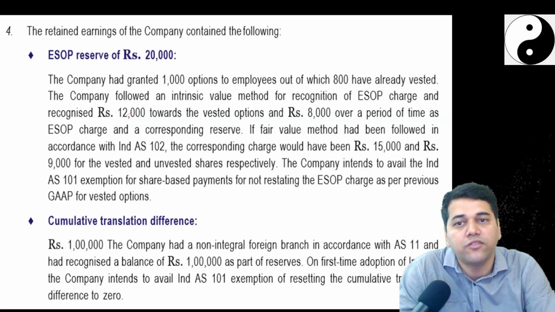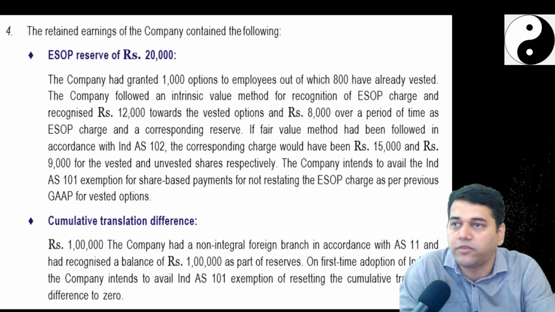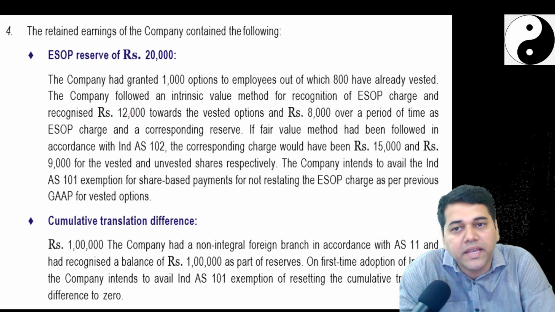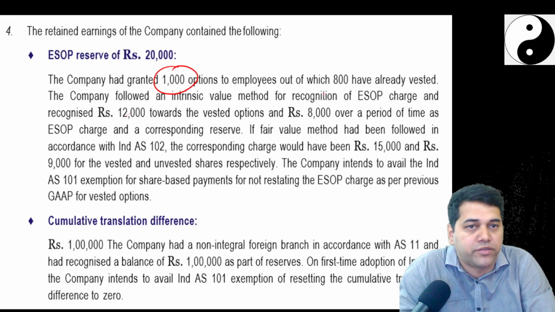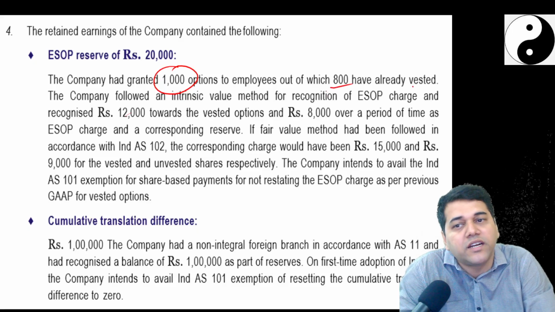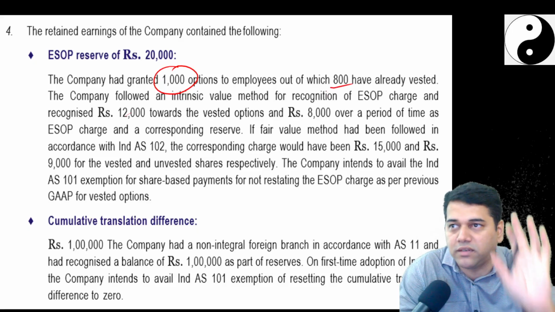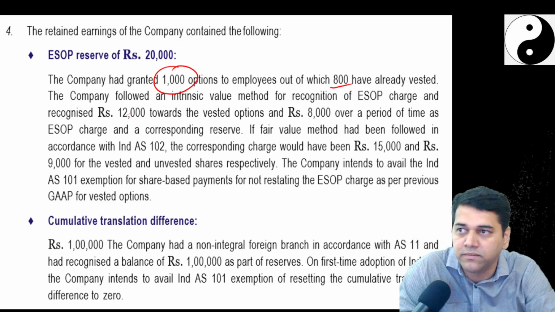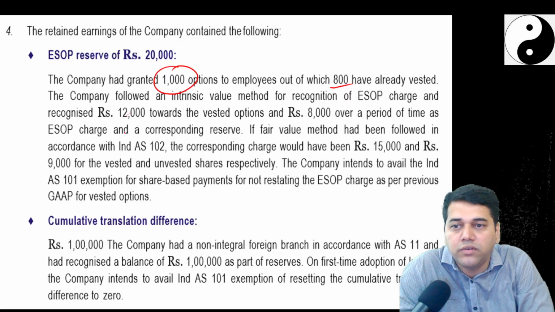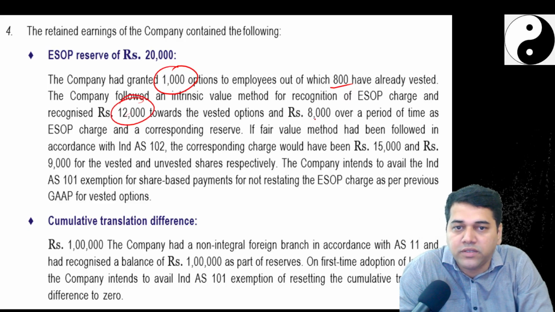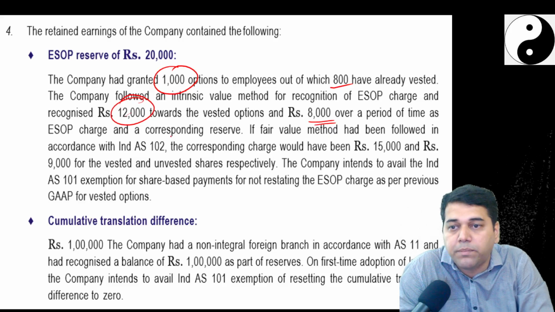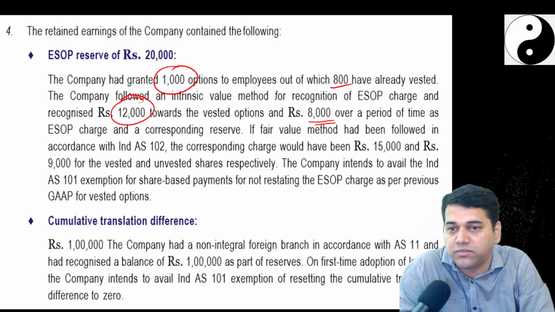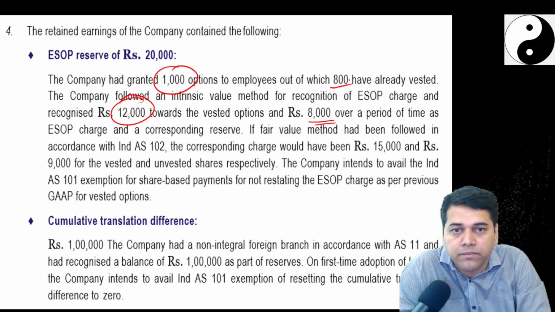The retained earnings of the company contain the following: ESOP reserve, we have already seen. Now the company granted 1000 options to the employees. Out of this, 800 already vested. So do nothing. Standard says if it is already vested, take the balances as it is. Intrinsic value, they have 12,000 for vested options, and 8,000 over a period of time as ESOP charge and corresponding reserve for the unvested portion. No, wait. They are already vested.